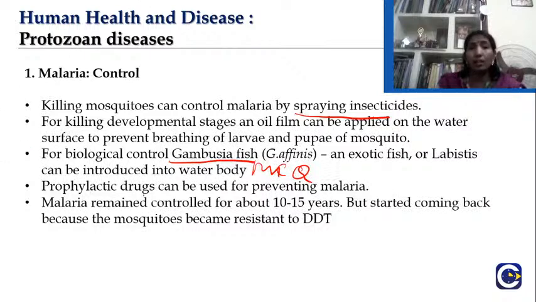Then prophylactic drugs can be given. And malaria has been remaining under control because we have the National Malaria Control Programme coming up. But since they are becoming resistant to all these repellents and sprays, we can even use mosquito nets. We can advise people who have endemic issues, stagnation of water, and environmental hygiene, all that is very important to control malaria.